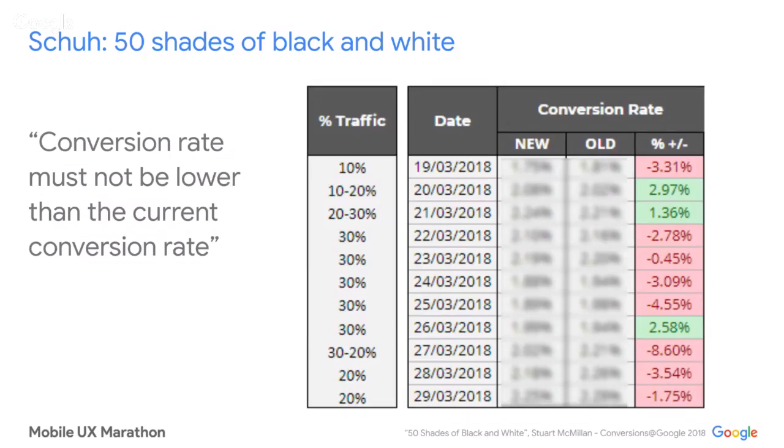So the primary success metric was conversion rate, and the conversion rate must not be lower than the current conversion rate. So this was their main goal. They also set some secondary success metrics like bounce rate and page speed. They also, very importantly, set up reporting on the KPI, and they reported daily on the conversion rate and a few other key KPIs. And then they reported at the end for some of their secondary KPIs.